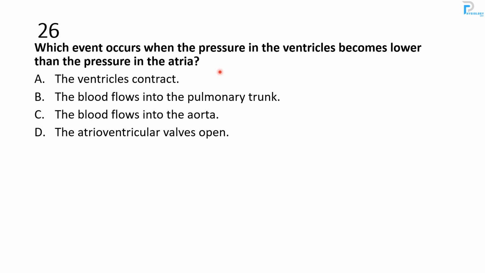Blood flow into pulmonary, that again happens with contraction of the ventricle, so it's wrong. Blood flow into aorta, again that happens with ventricular contraction, so that's why it's wrong. The last option here is AV valve is open. That is a correct option because once the ventricular pressure becomes lower than atrial pressure, the blood will flow from atrium to ventricle according to pressure gradient, and that requires AV valves to open. So this is our correct answer.